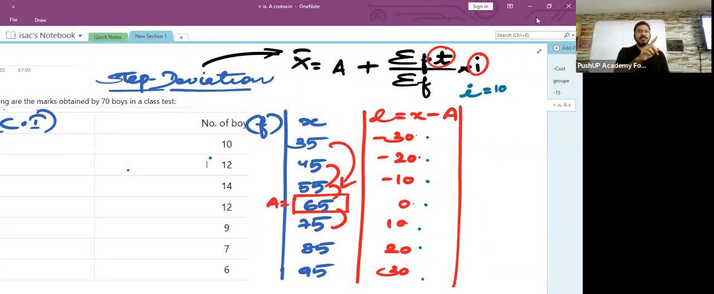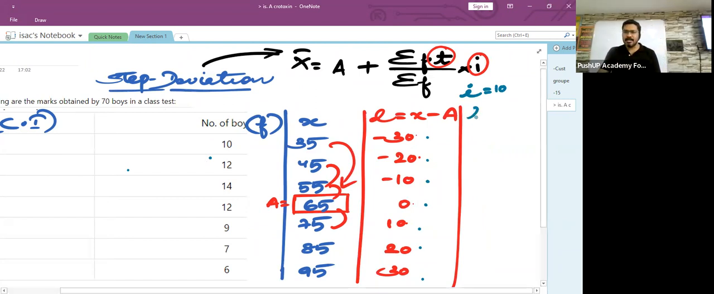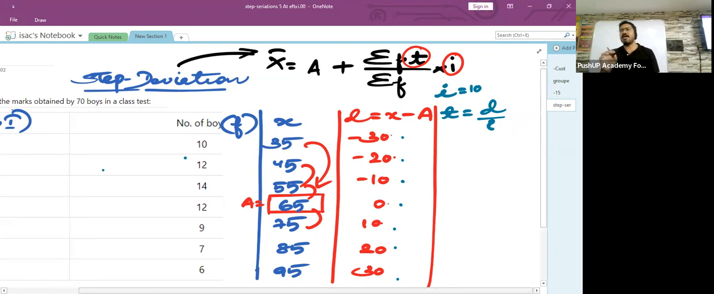So first, I taught you what is I. Now I'm going to teach you what is T. Children, T is equal to whatever individual values of D you have got divided by I. Please write down: T is D divided by I. T is whatever values you got in the column of deviation divided by I. Did you all learn the formula?